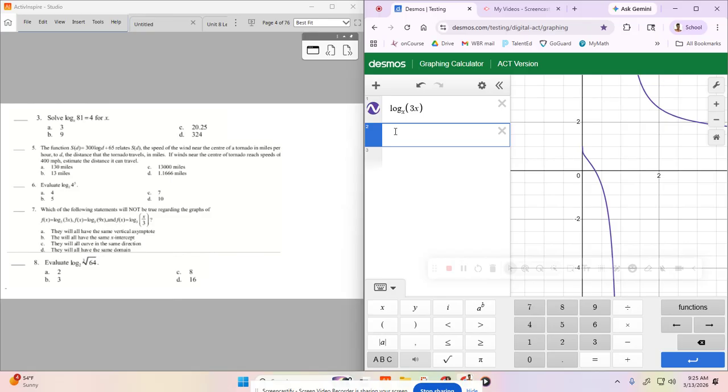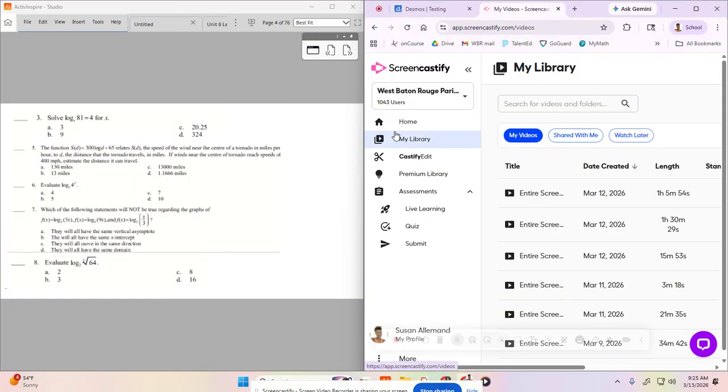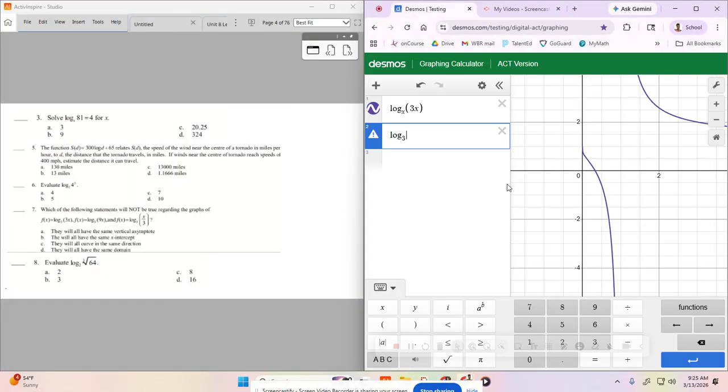The next one is f of x is log base 3 of 9x, log, shift minus 3, and inside the parentheses 9x. What did I do? Why did I do that? Parentheses 9x.